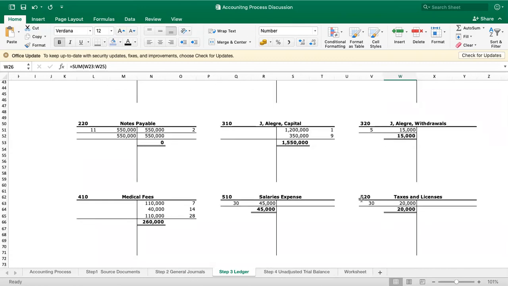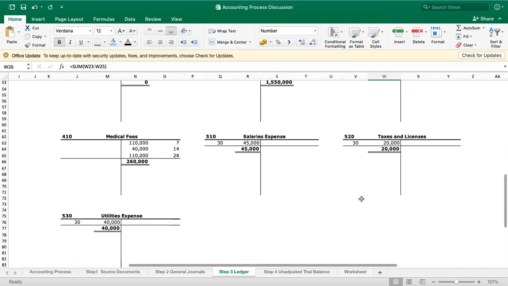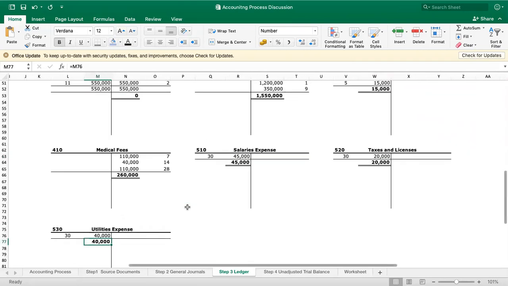Medical fees, credit balance 260,000. Salaries expense 45,000. You have taxes and licenses, debit balance 20,000. And utilities expense 40,000 debit balance. So this is now step 3 of the accounting process, posting to the ledger.